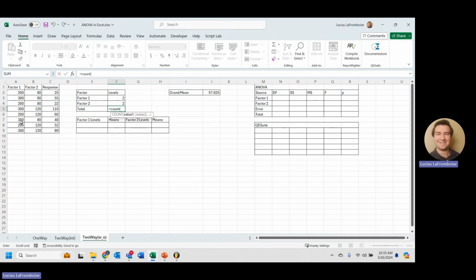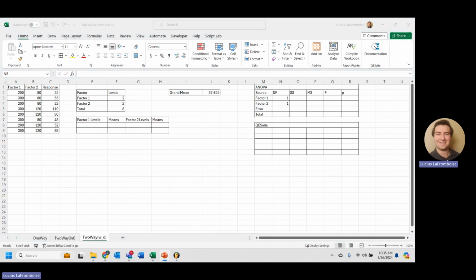And now we have our factor level counts, and we want our overall count, total measurement counts. Awesome. So now we are ready to take a look at our degrees of freedom. So degrees of freedom for factor 1 is just the levels, minus 1. Factor 2 is the level count, minus 1.